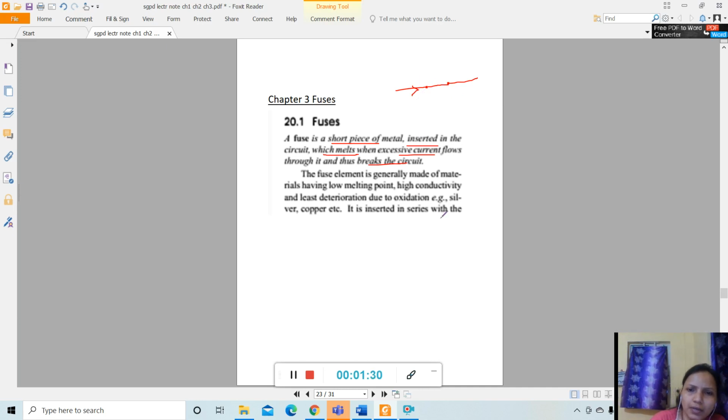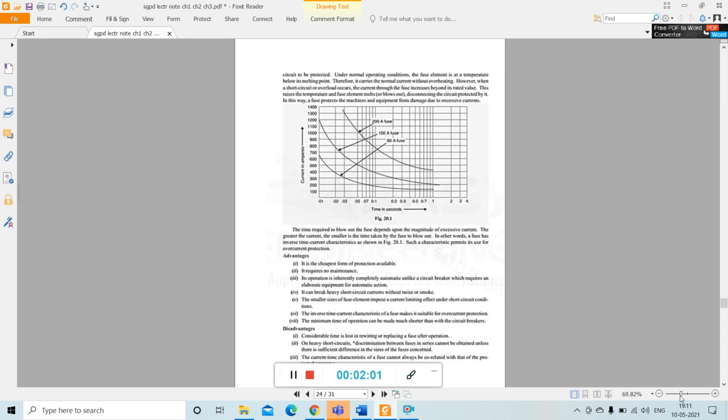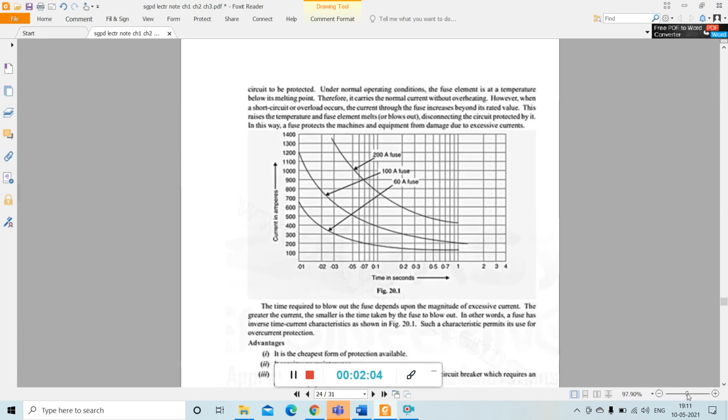Okay, so the fuse element is generally made up of material having low melting point, high conductivity and least deterioration due to oxidation. That means silver and copper have least deterioration due to oxidation. It is inserted in series with the circuit to be protected. I already told you the fuse is connected in series with the circuit.